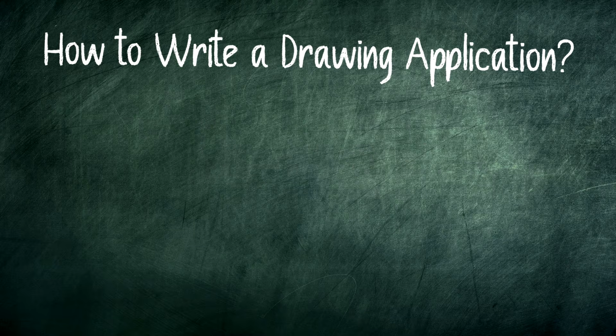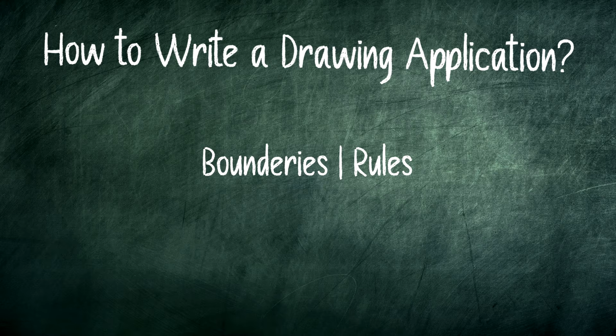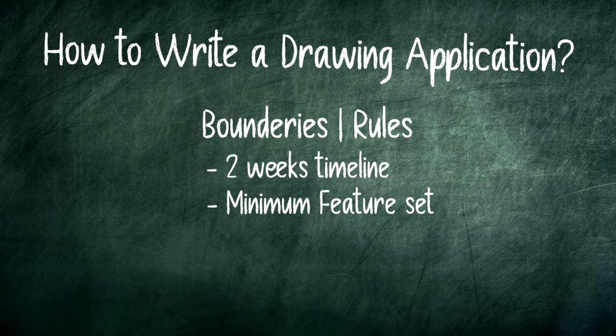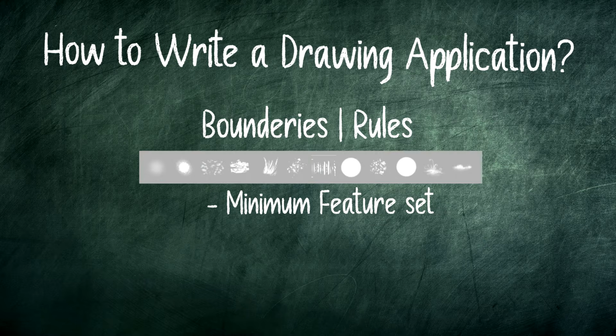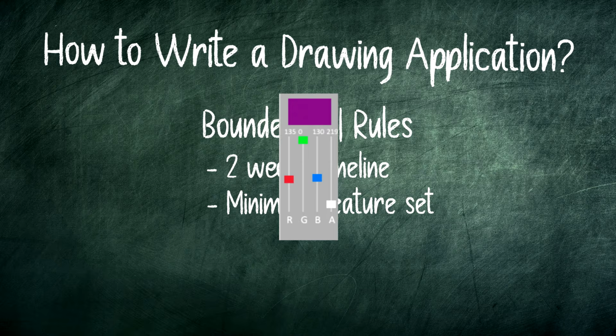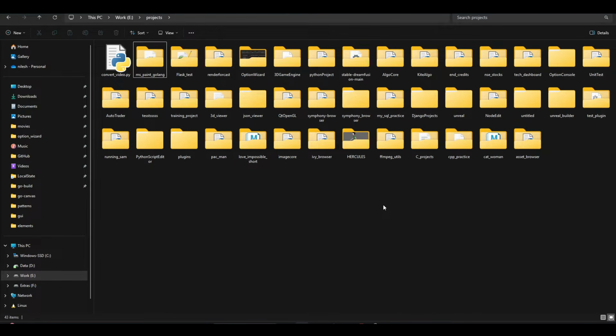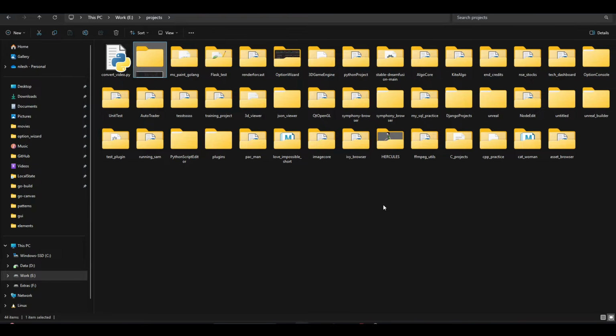Now when you build something like this, you need boundaries, otherwise you will never finish. So I set 2 rules. I can't spend more than 2 weeks, I still have my game engine project to work on, and I must have a minimum feature set: brushes, patterns, layers with blending, and a color selector. Simple but complete. With this goal in mind, I kicked off the project and named it Kids Canvas.